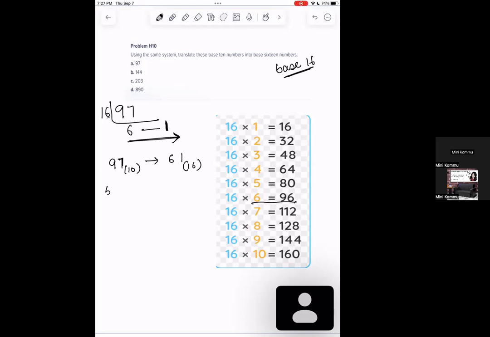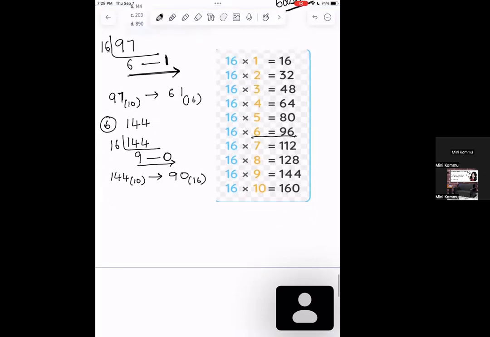Now let's do the next problem. B, 144. I'm going to take 144, use 16 again. Let's see. 16 nines is 144 and remainder is 0. This one is simple, right? So 144 in base 10 is equivalent to, again, 90 in base 16.